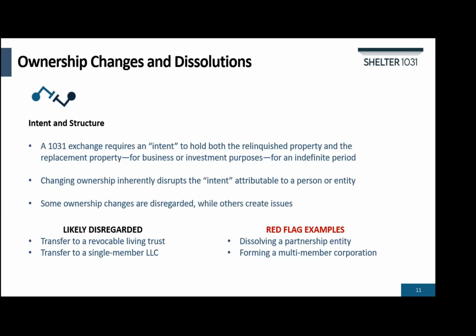Thankfully, the IRS does ignore certain entities like a revocable trust, living trust, or a single member LLC. In other words, these are, quote, disregarded entities for tax purposes, and therefore the IRS does not distinguish between the person and the entity. Otherwise, the IRS will treat a business or irrevocable trust as a separate and distinct person with different intent than its underlying members or beneficiaries.